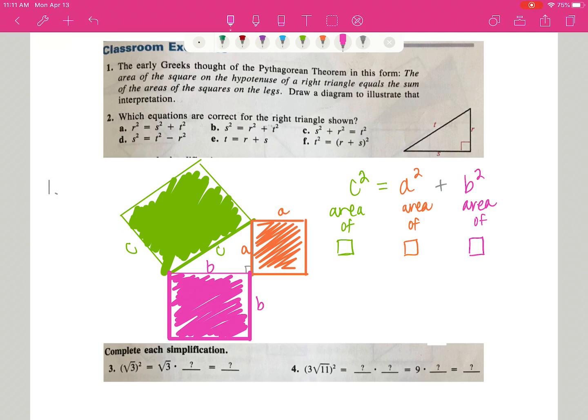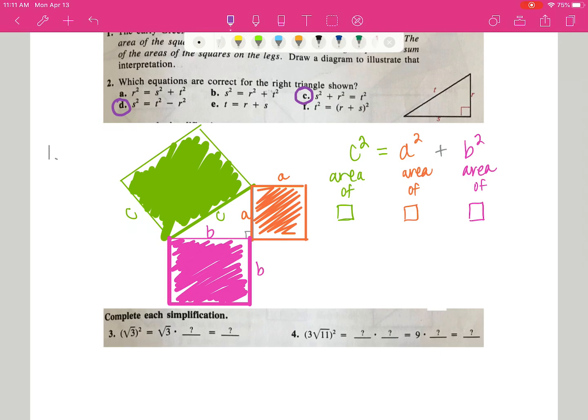Now, your task is to do 2, 3, and 4. So press pause, try 2, 3, and 4, and when you come back, you're going to get the answers. Okay, so the answer to number 2, I'm going to make my pen just a little bit thicker. The answer to number 2 is C and D. Number 3, the square root of 3 quantity squared is the same thing as the square root of 3 times the square root of 3, which is equal to 3.